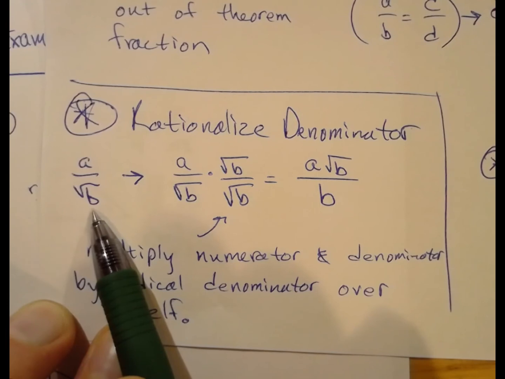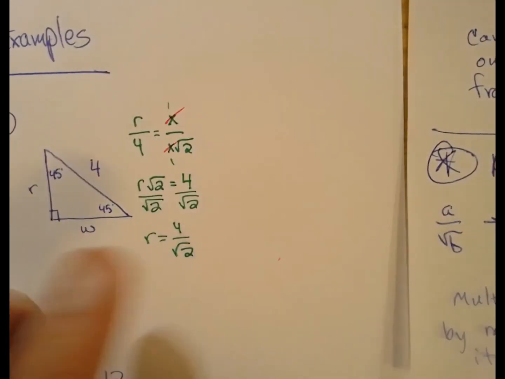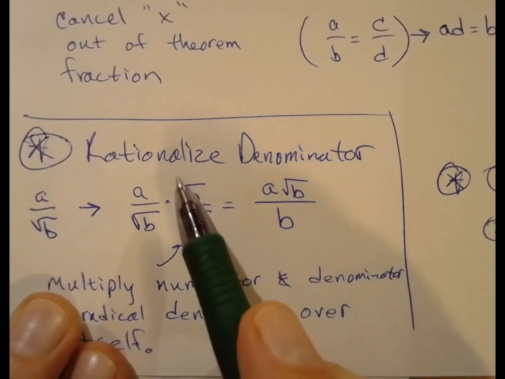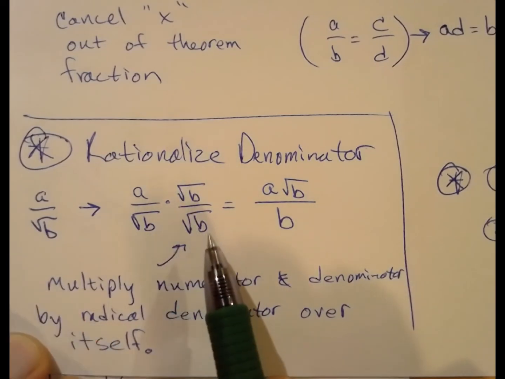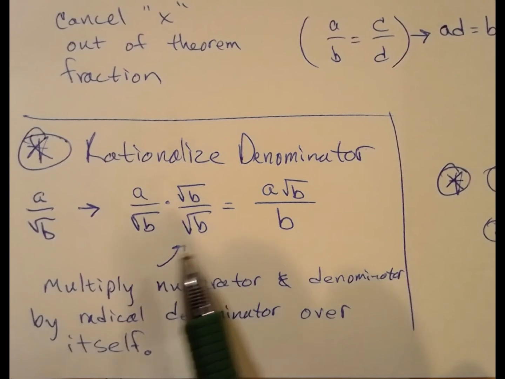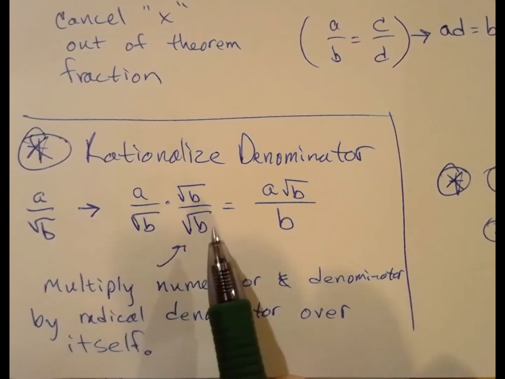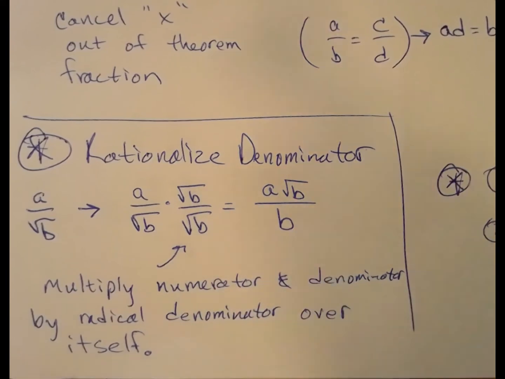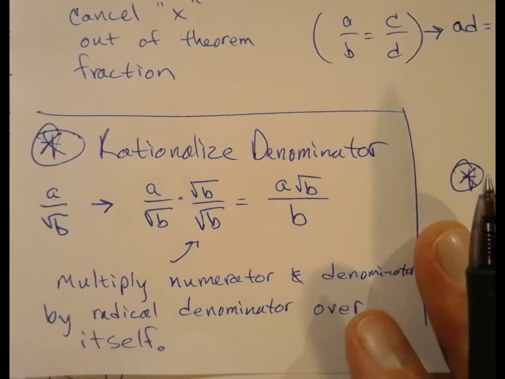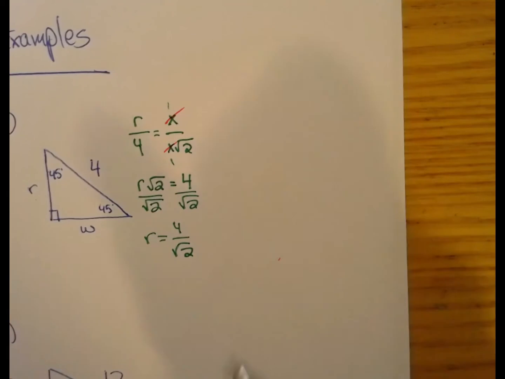So if you have a square root in the denominator, like I have here, we're going to multiply the numerator and the denominator by the radical denominator over itself. Because whatever a radical times itself is, the square and the square root cancel each other out, and you just get that number. And then the radical is in the numerator. It's okay to have a radical in the numerator.